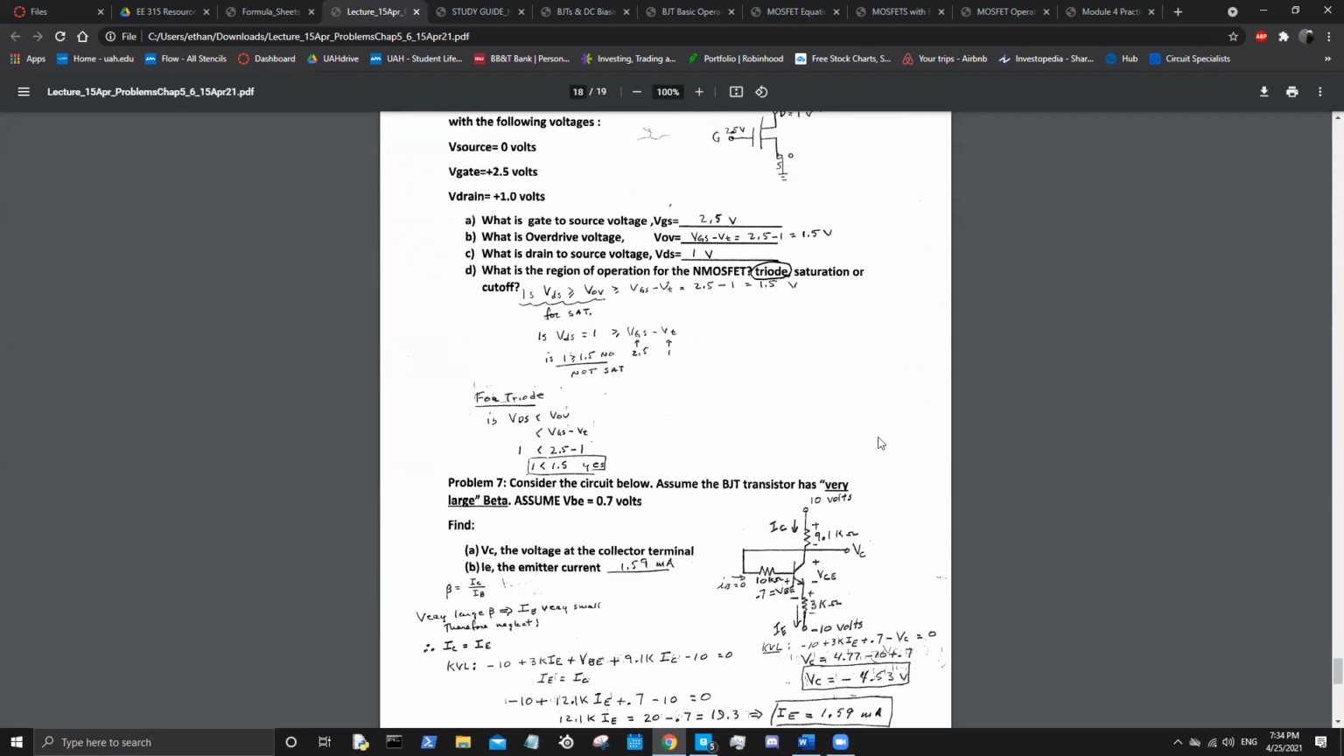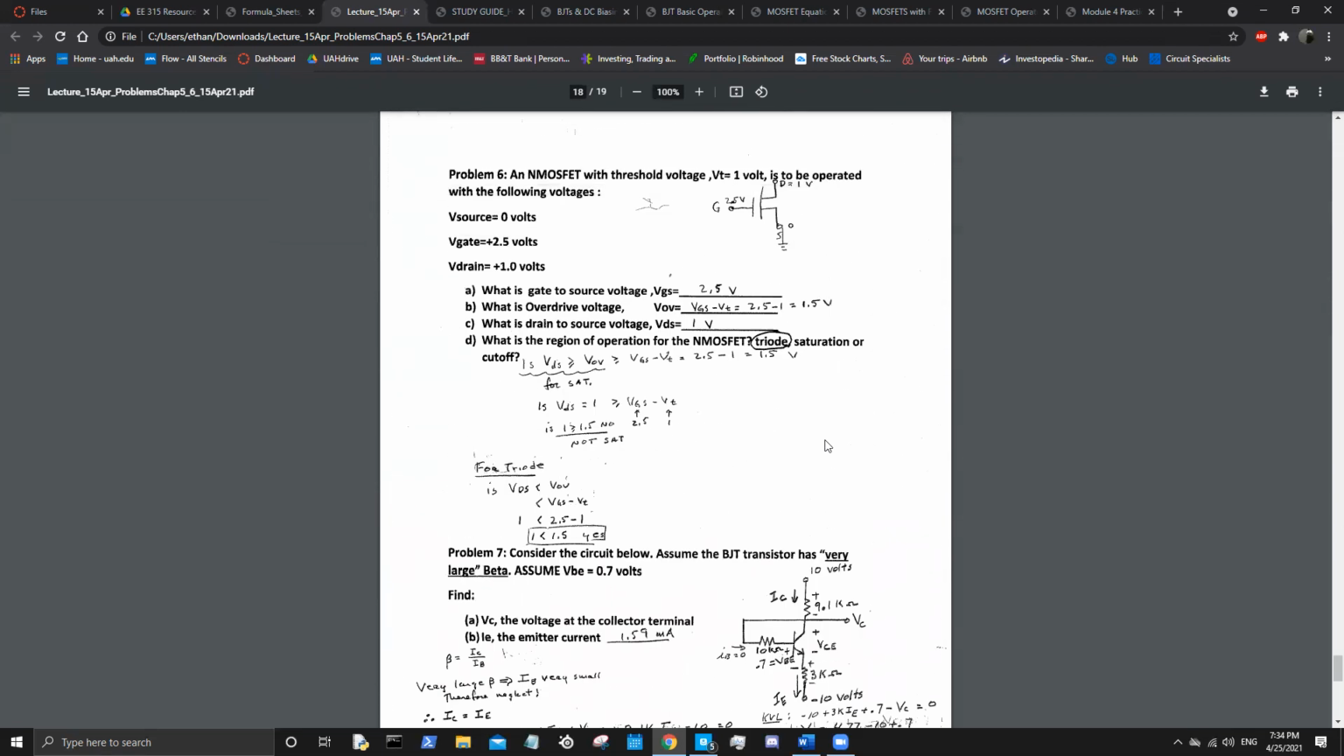It's like the last portion. So let's see. An N MOSFET with threshold voltage VT equals 1 volt is to be operated with the following voltages. So we have a source voltage of 0, a gate voltage of positive 2.5 volts, and a drain voltage of 1 volt. What is the gate to source voltage? Well, it's 2.5, because 2.5 minus 0 is still 2.5. What is the overdrive voltage, which is VGS minus VT? VT is given to us as 1 volt. So 2.5 minus 1 is 1.5.